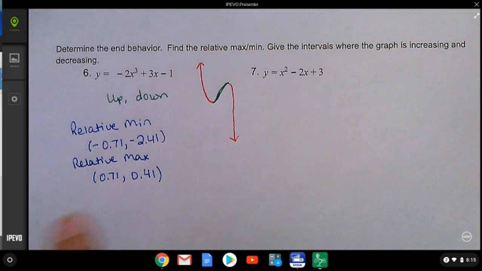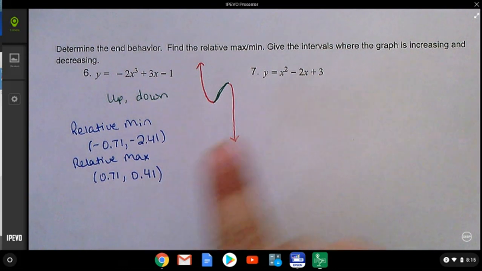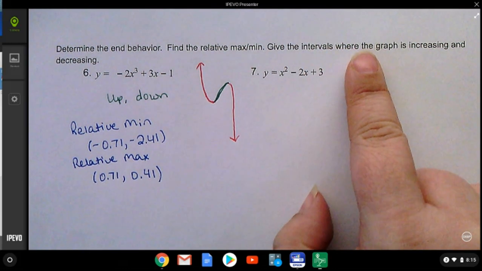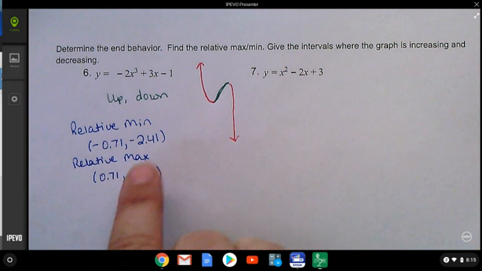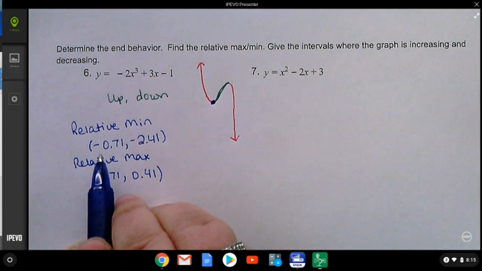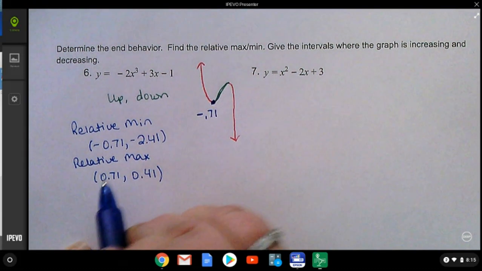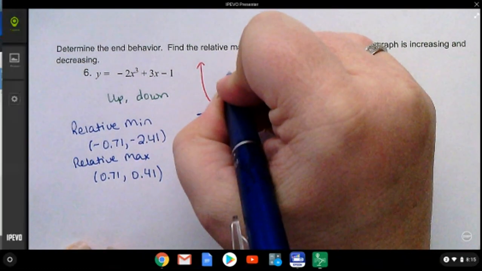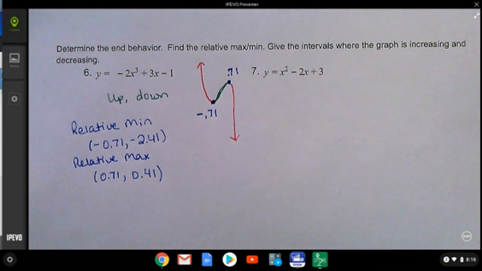Okay, so then from these relative min and relative max points, when I'm doing increasing and decreasing, because that's what I have to do next, give the intervals where it's increasing and decreasing. For increasing and decreasing, do I only care about x's or do I only care about y's? X's. So let's put those on here. So this one down here is the min. So its x value is negative 0.71. And then this one up here is the max. So its x value is positive 0.71. And I'm not writing the zeros. You can. I'm just not.